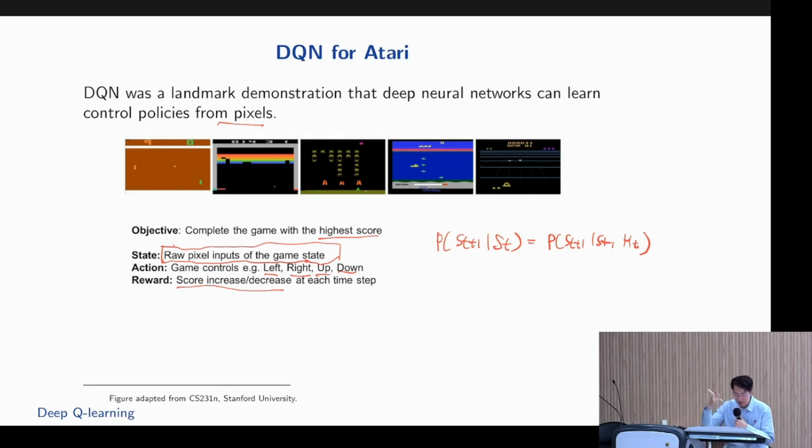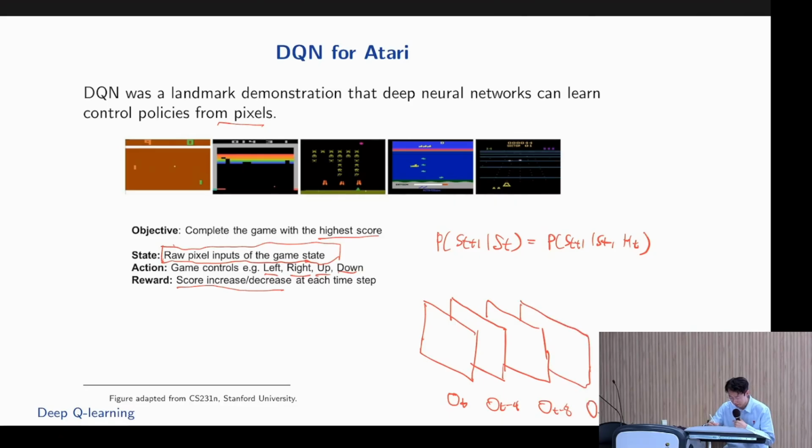So what's done in practice is you stack the image at time step t, and channel-wise stack in decrements of 4. You stack about 4 frames, and that's going to be the definition of your state. So the velocity information and things like this is available.